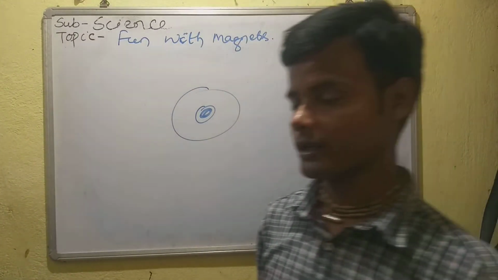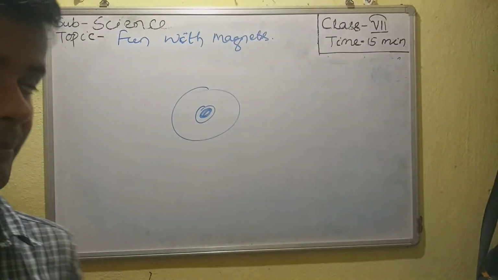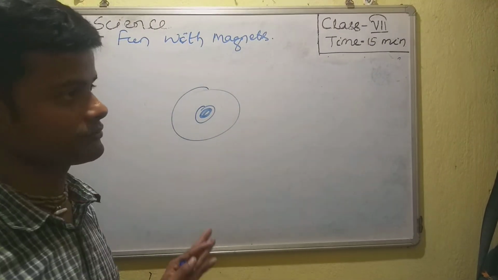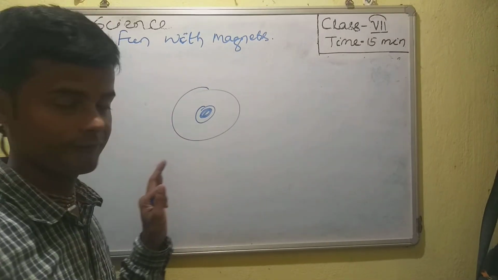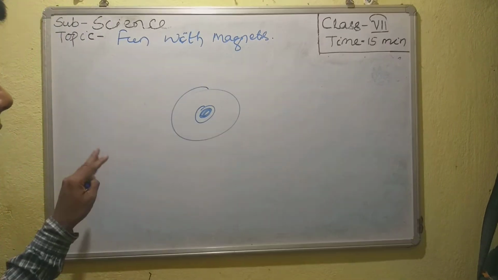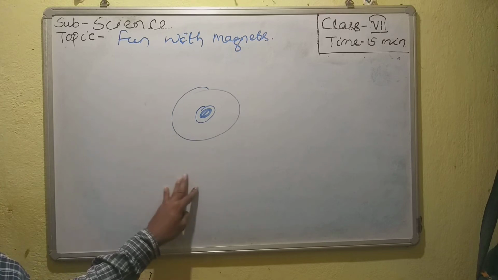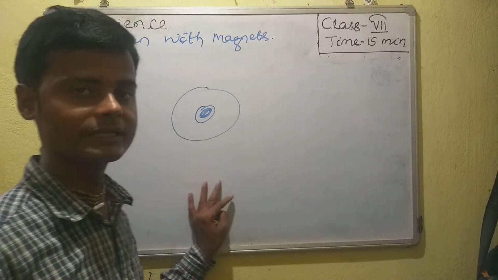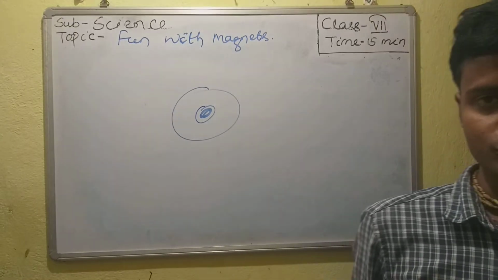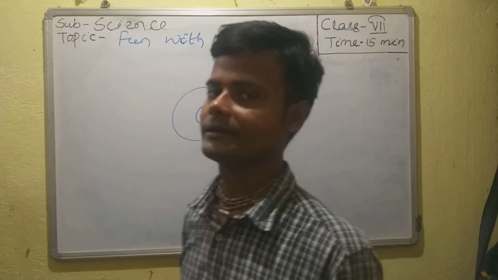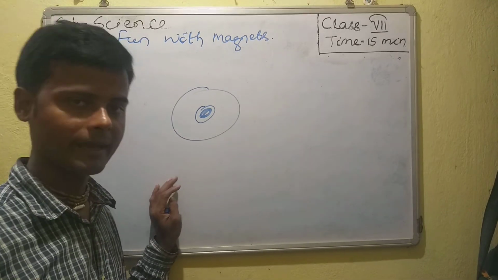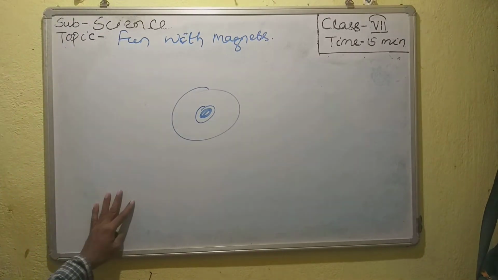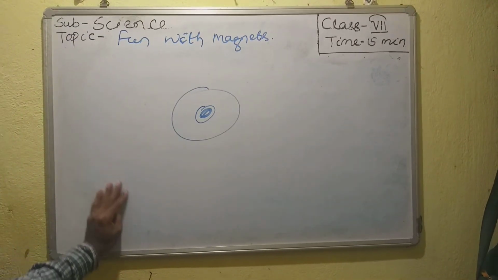So this is all about the chapter Fun with Magnets. What are magnets, types of substances, that is paramagnetic, diamagnetic and ferromagnetic substances, poles of the magnet, and attraction and repulsion. Two similar poles repel each other and two opposite poles attract each other. And the uses of magnets, where you use the magnets.